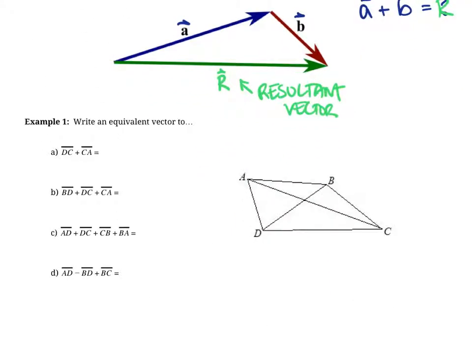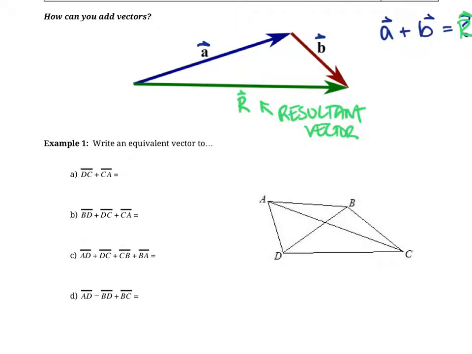Okay, so let's do some math with this. What's a vector that's equivalent to DC plus CA? And remember, these are supposed to have arrows on them, all of them. I'm not going to add them in because it's a lot of work, but Google just doesn't let you put the arrows on top. So let's not worry about that right now. DC plus CA.